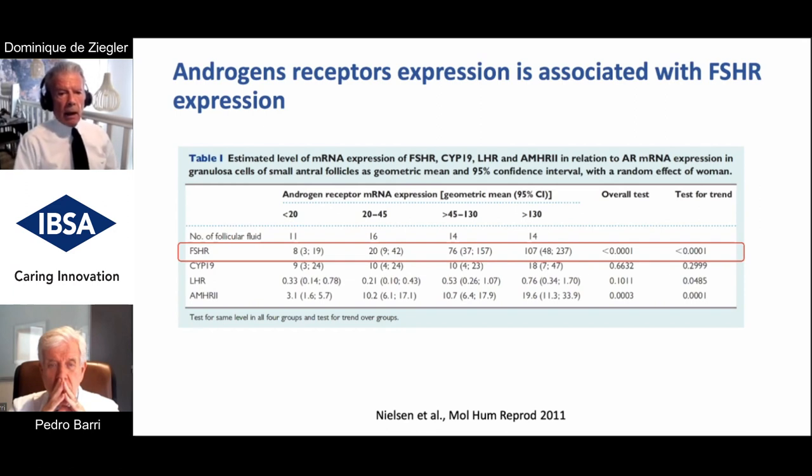Now, this is the FSH receptors, and you see that the FSH receptors increase with mRNA expression of the androgen receptor in the granulosa cells. And so therefore, the androgen story is important because it increases the FSH receptors, and that's particularly important in the older patients because, as we will see, there is a decrease in androgens in older women. And you see FSH receptor increases with higher doses.